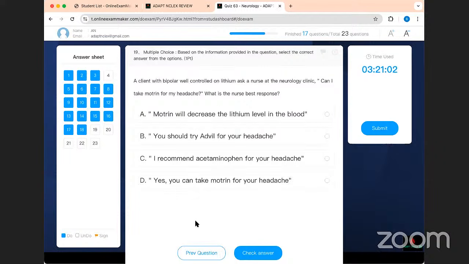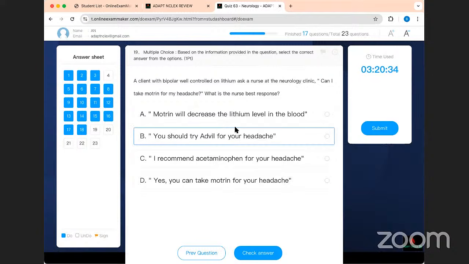A client with bipolar disorder well controlled on lithium asks a nurse at the neurology clinic, can I take Motrin for my headache? What is the best response? Content: mental health and neurology combined. I have bipolar, I take lithium, and I have a headache. Can I take Motrin?